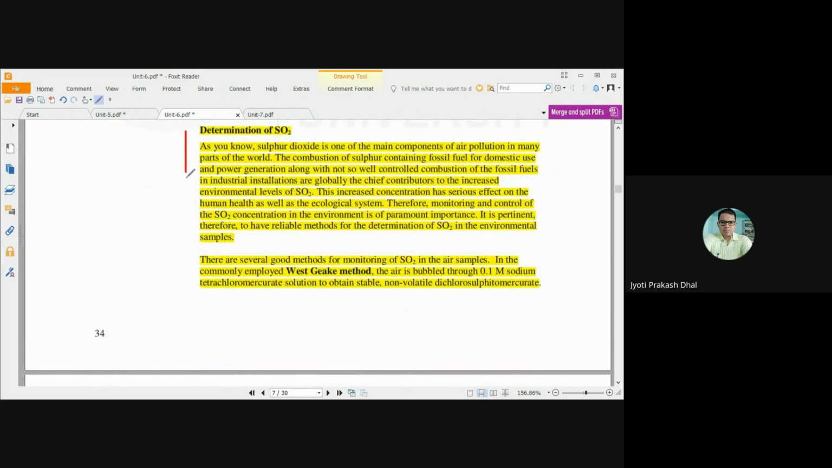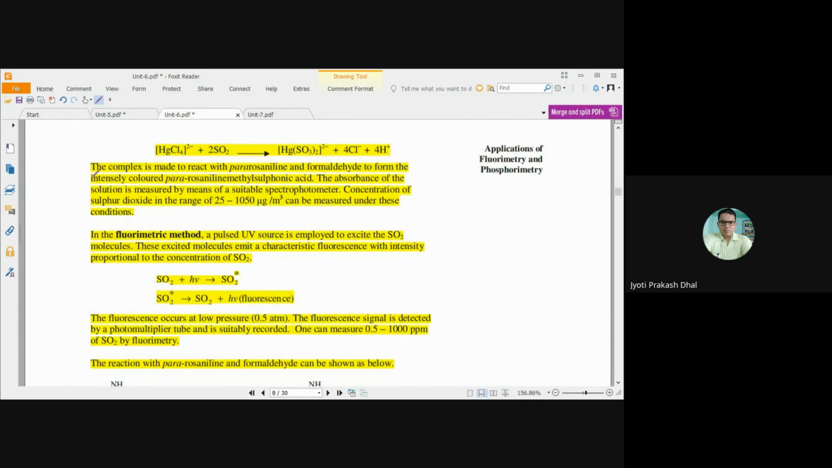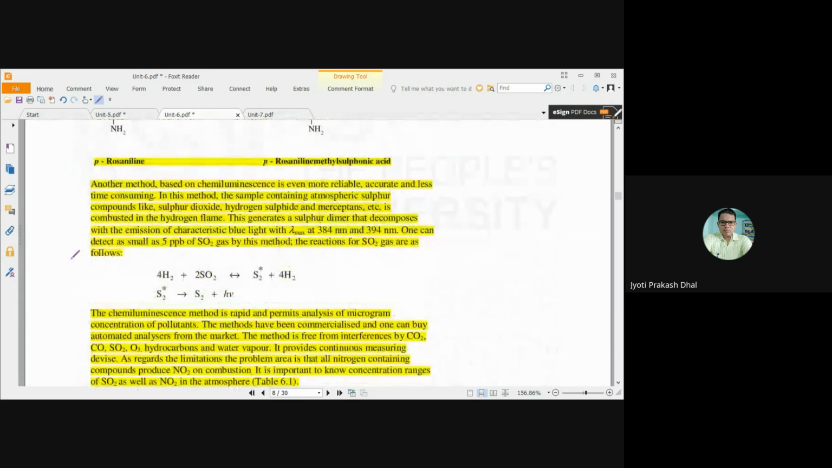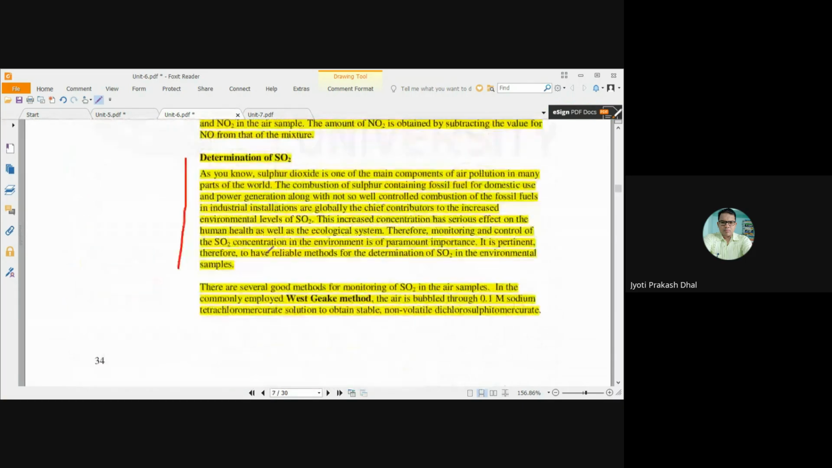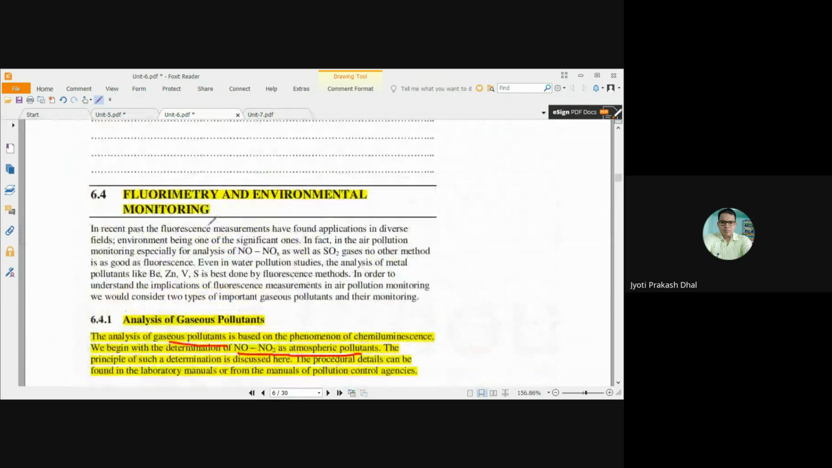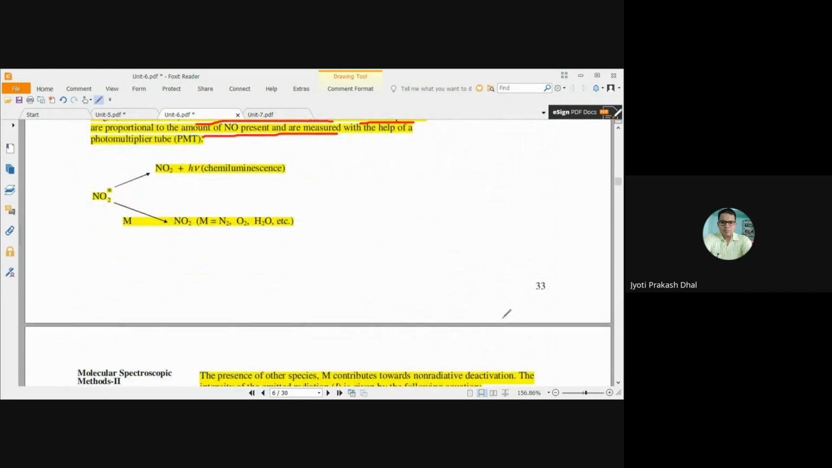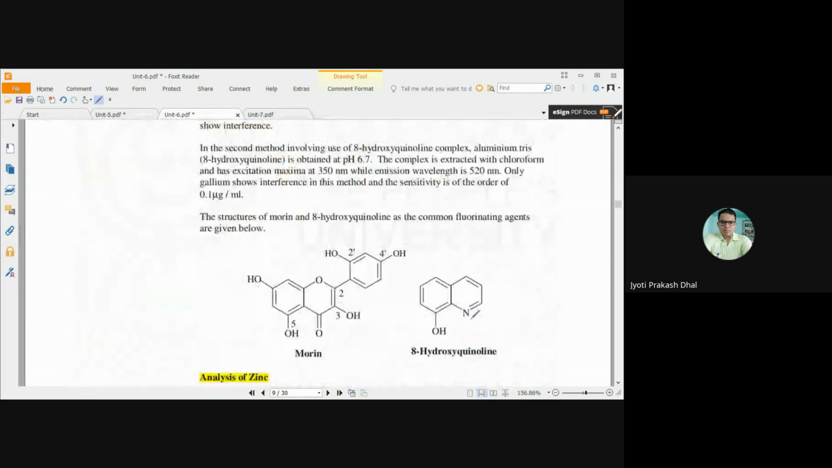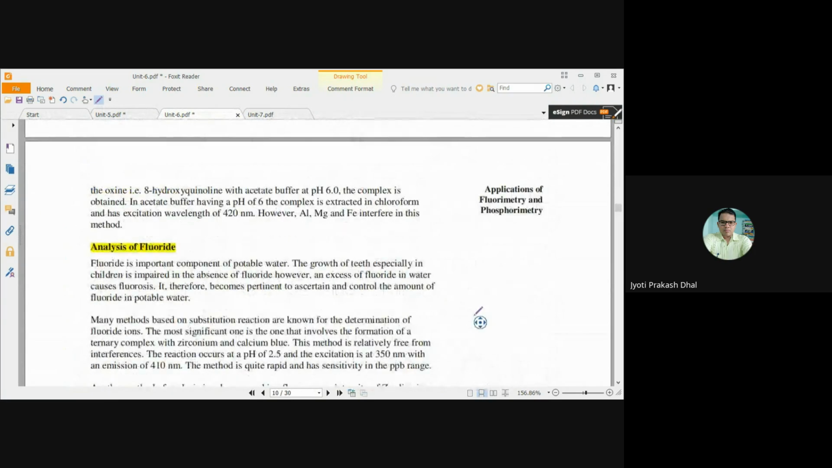Now determination of SO2. So these are the various chemical methods. By the application of fluorescence, we can measure the concentration of this type of air pollutant present in our air. So these are the environmental pollution remediation techniques.